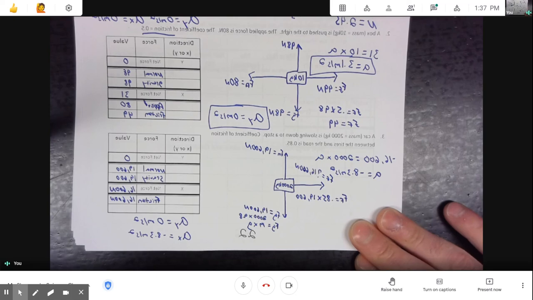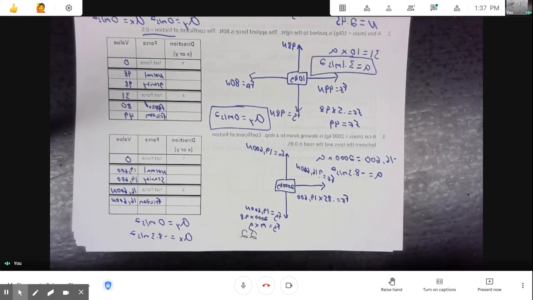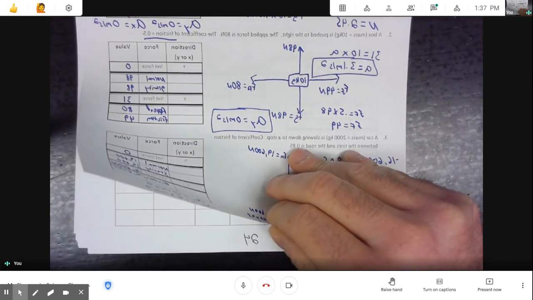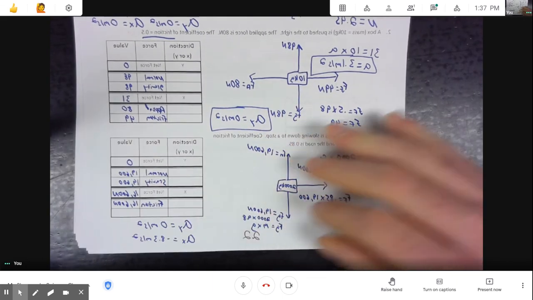So that's number 3. Your job, the rest of the job for today, is to complete number 4 and number 5. Take a picture of each page and submit it on Schoology.